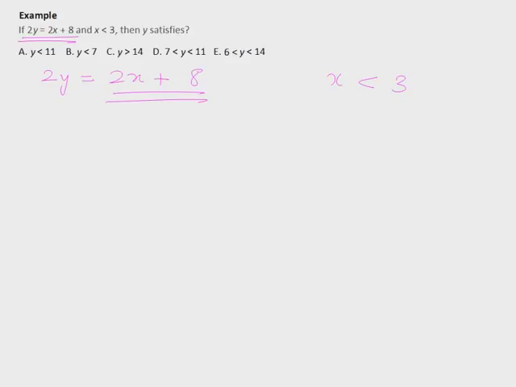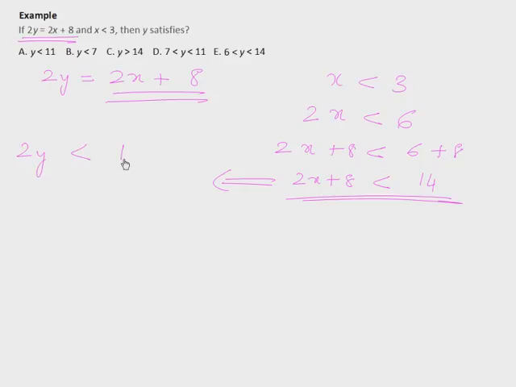I need a 2x, so I'll multiply both sides by 2. So I get 2x is less than 6. Then I need to add 8 to both sides. I'll get 2x plus 8 is less than 6 plus 8. That means 2x plus 8 is less than 14. Now I've got the expression I wanted. 2x plus 8 is 2y, so I can replace this by 2y. So I get 2y is less than 14. Now if 2y is less than 14, I just divide both sides by 2. I get y less than 7. That's my answer. B.